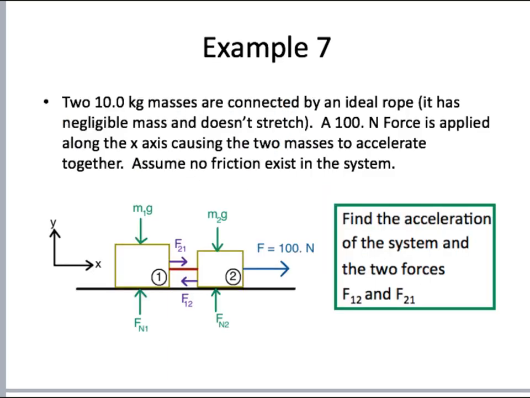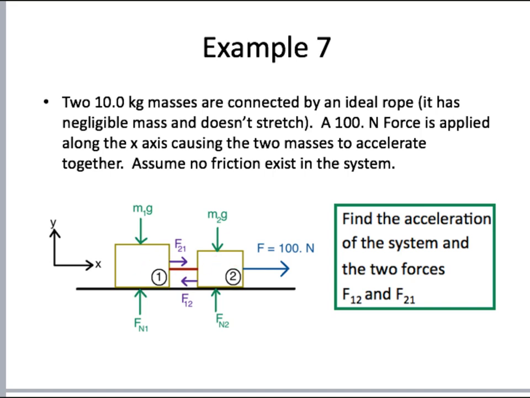This is example number 7. So we have two 10-kilogram masses that are connected by an ideal rope. An ideal rope is one where the mass is so small you can ignore it and it doesn't stretch. What it means when we say that it doesn't stretch is that if this block moves over to the right 10 feet, this guy has to move over to the right 10 feet because they're connected. The rope is not stretching, so whatever distance this guy moves over, this guy's got to move over. They're moving together as one unit.